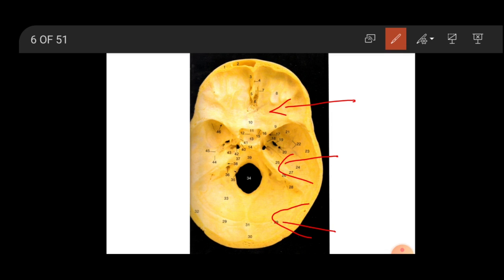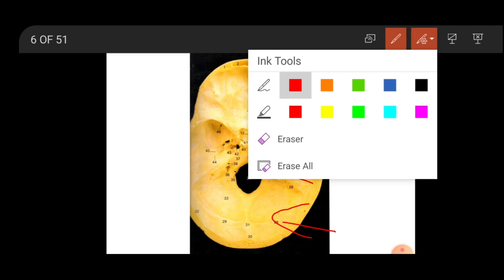The posterior cranial fossa is considered to be the ground floor, the middle is the first floor, and you compare the anterior cranial fossa to the second floor. So this base of the skull is not uniform; you have 3 descending steps in the base of the cranium.